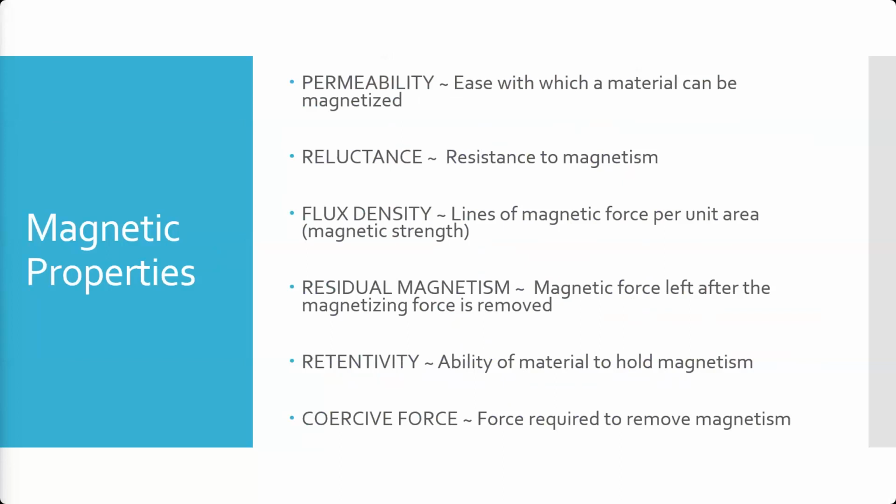So residual magnetism, what's that magnetic force left afterwards once it's removed? Retentivity is the ability of a material to hold magnetism. So that brass, that bronze, that aluminum, that titanium, they can be in a strong enough magnetic field, they will exhibit magnetism, but as soon as you remove that magnetic force, they will go back to not being magnetic anymore. So they have a low retentivity. And then coercive force, force required to remove the magnetism.